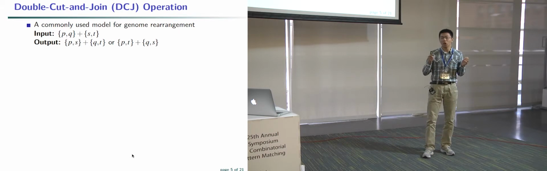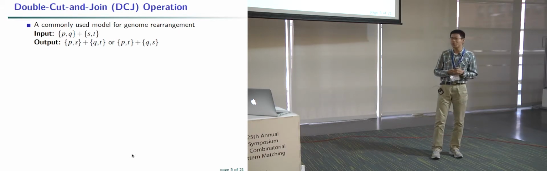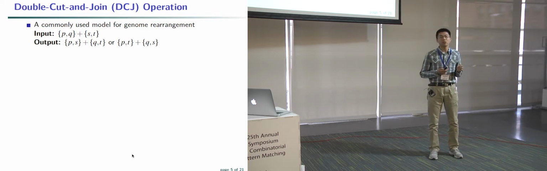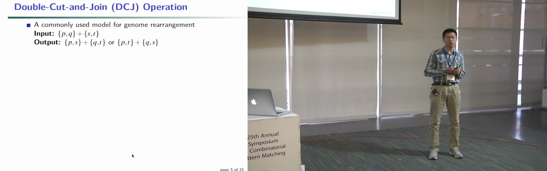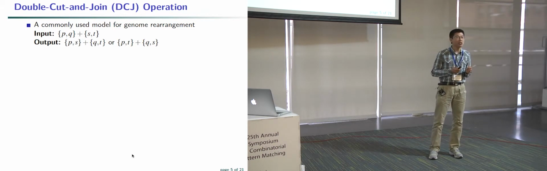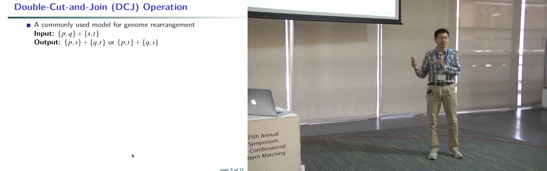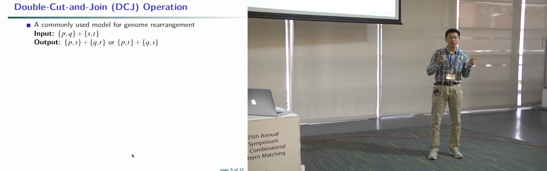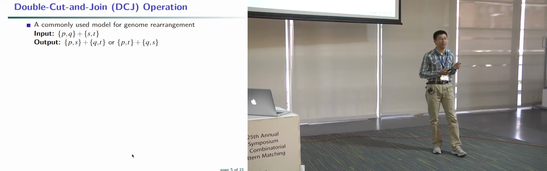Okay, now you know what a genome is and how to represent it. Now we introduce the rearrangement model. We use the double cut and join operation, or DCJ for short. A DCJ operation just takes two adjacencies in the genome as input and outputs two new adjacencies by recombining the 4 involved extremities in one of two ways.